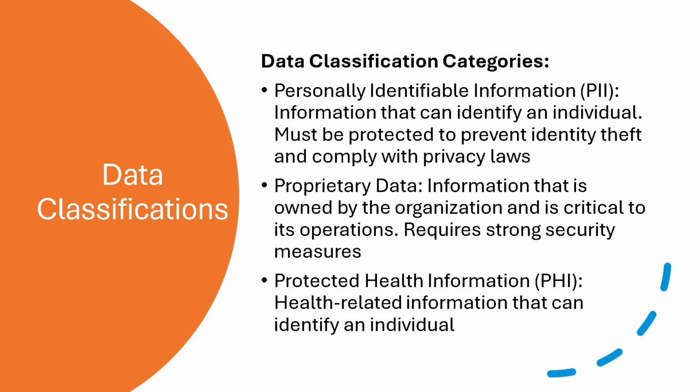Proprietary data is information that is owned by the organization and is critical to its operations. It requires strong security measures to prevent competitive disadvantage or financial loss. PHI, or Protected Health Information, is health related information that can identify an individual. It also has strict regulations to protect patient privacy and confidentiality.